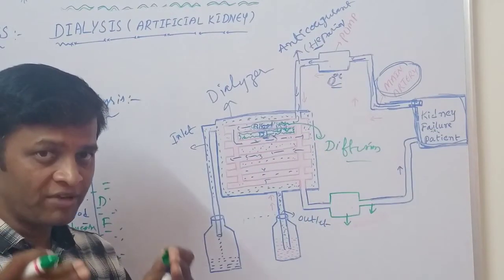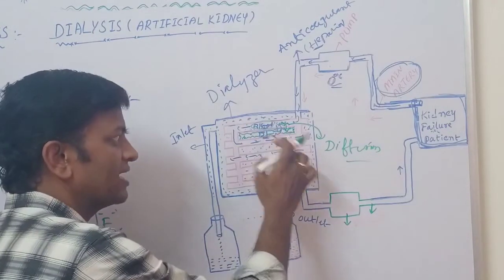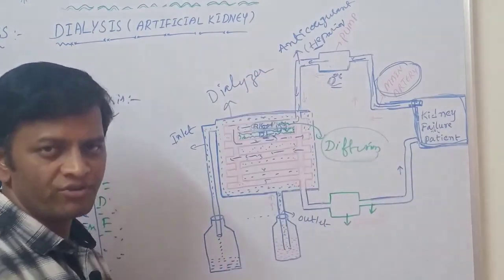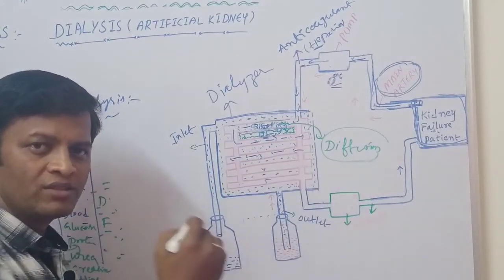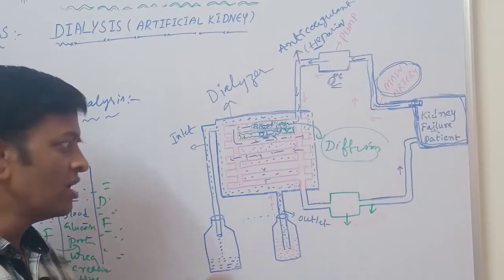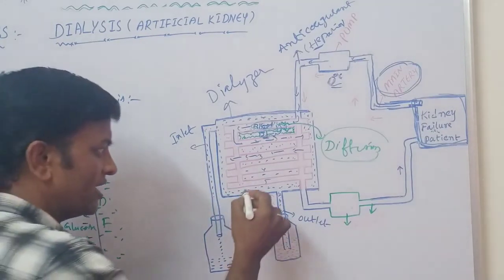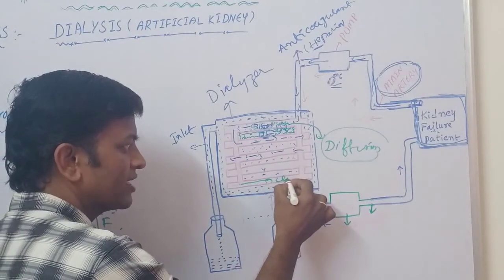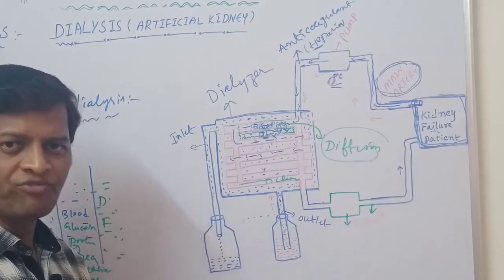So by which principle are the waste materials filtered from blood to dialyzing fluid? By the process of diffusion. Whenever the blood is flowing through these channels, the waste materials are filtered out from blood to dialyzing fluid. Then what can we get? We can get clean blood or purified blood.